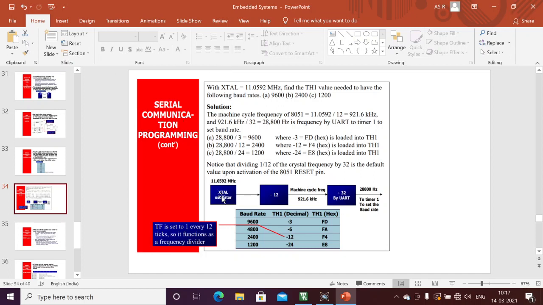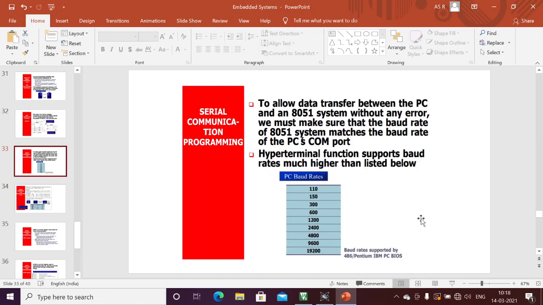Here in our external circuit we are always giving 11.0592 megahertz, and this is our machine cycle frequency, always divided by 12, which is 921.6 kilohertz, and the UART divides this by 32. Finally I will get 28800 hertz for the serial communication, for the UART communication. This is my UART frequency. If I want to operate with the specified baud rate, mainly this UART communication will be used. For example, if I want to communicate with any device, first we need to set the baud rate, and after that we can communicate any number of times.